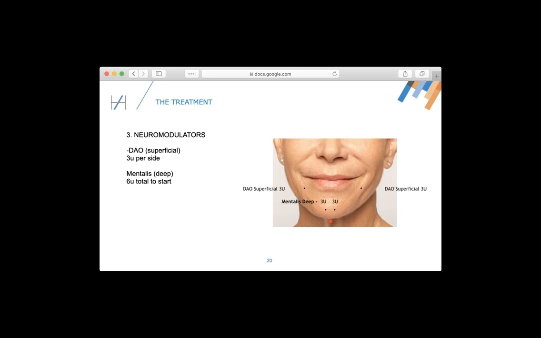And so the muscles respond as if they were in a more youthful face. And therefore, your DAOs might be less contractile and your mentalis muscle might not be so upwards rotated because the filler has already done it. And that's why we've got a particular sequence for the lower face of bone, then soft tissue, and then Botox.